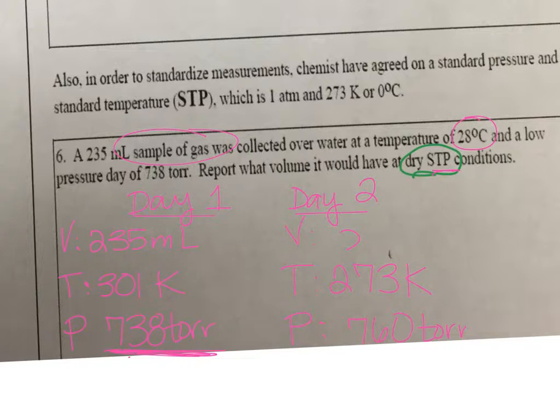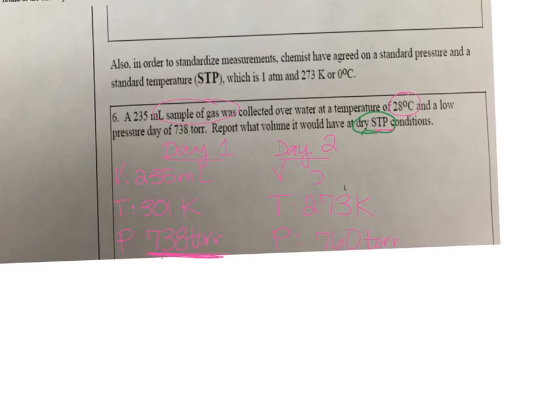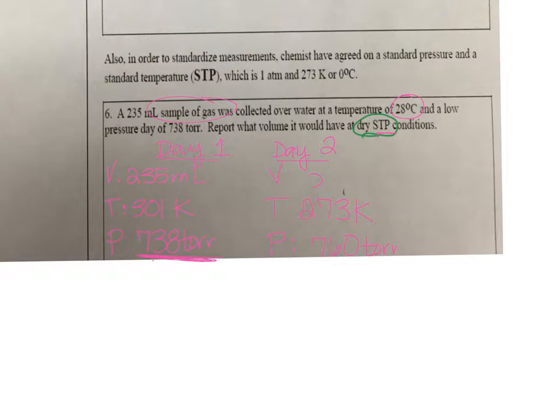Good. Now, if you were to look at this in general, what kind of question is this? What kind of equation are we building? Combined gas laws. Yes, combined gas laws. And so in the end, we need to get it into the combined gas law, which is PV over T equals PV over T.